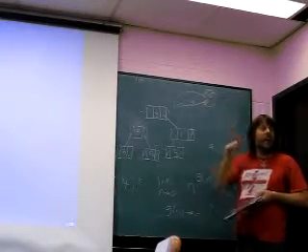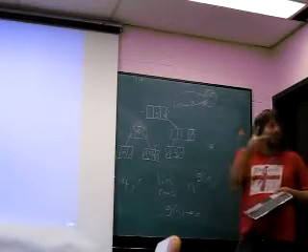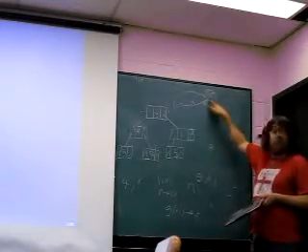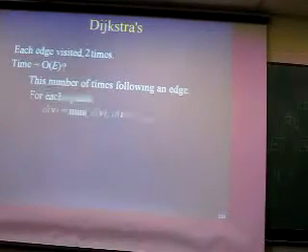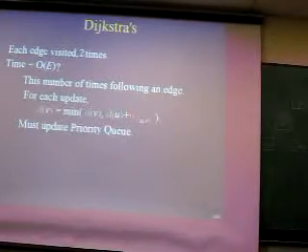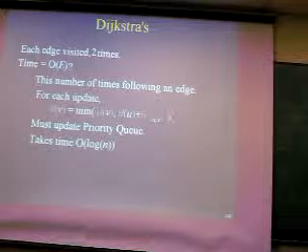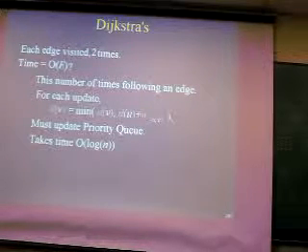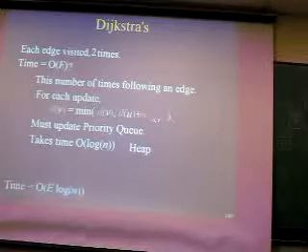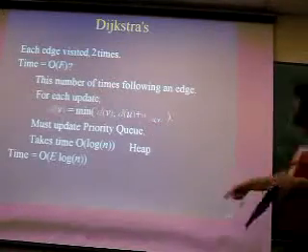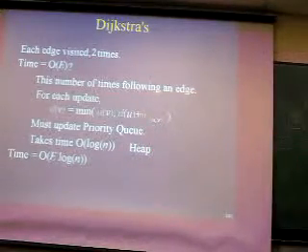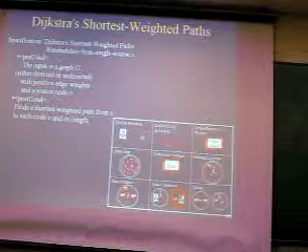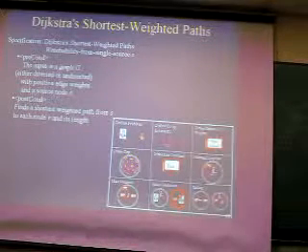We have to update the priority queue. Remember that we have this heap, and if this d value changes, then it has to bubble up in the priority queue. So for each update like this, we must update the priority queue, and updating the priority queue takes log n time. So that's why this algorithm takes the number of edges times log n time, which is pretty good. And that's it for Dijkstra's algorithm. Any questions about Dijkstra's algorithm?